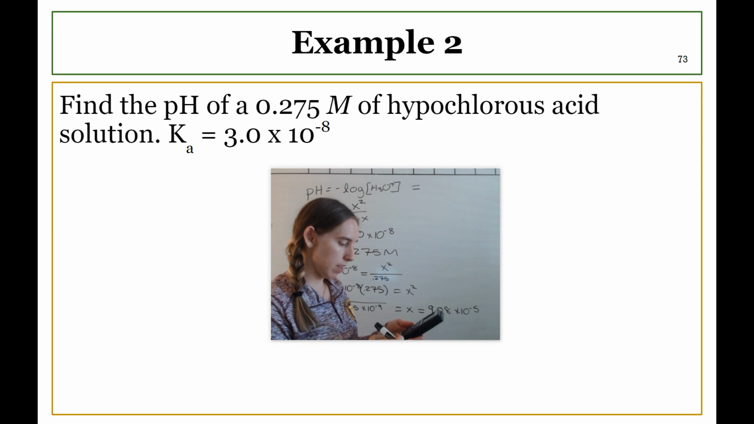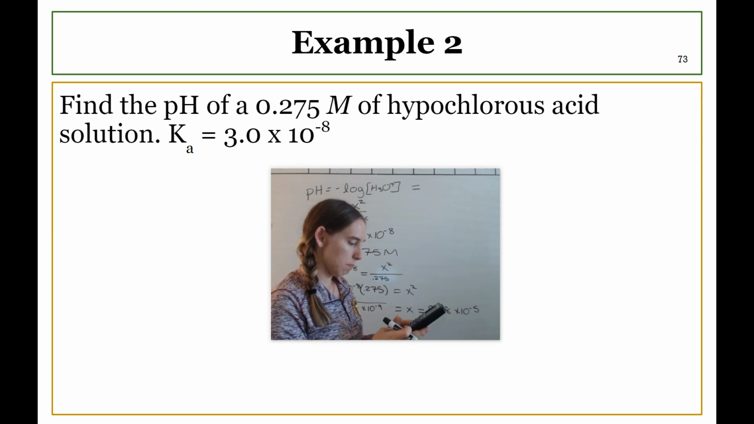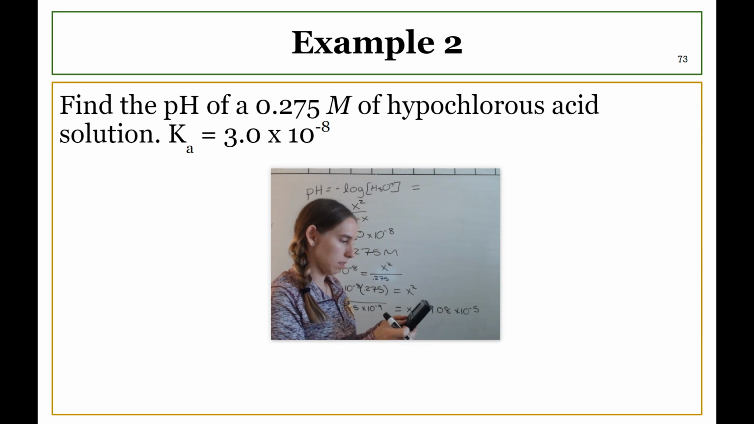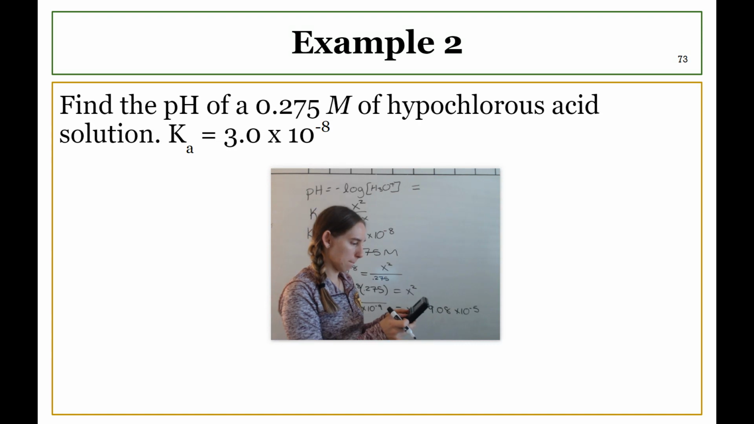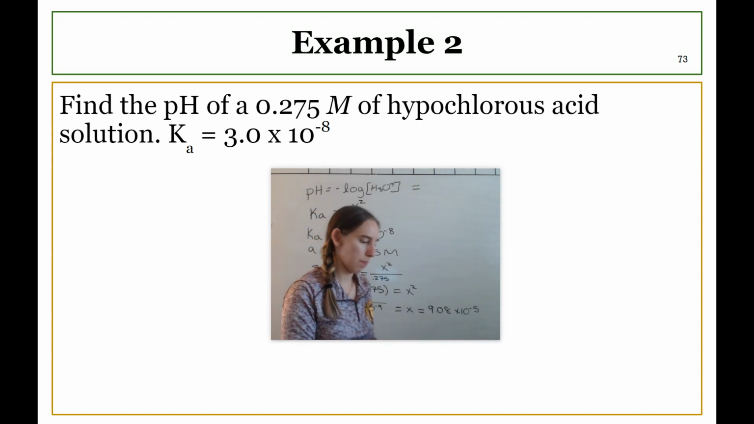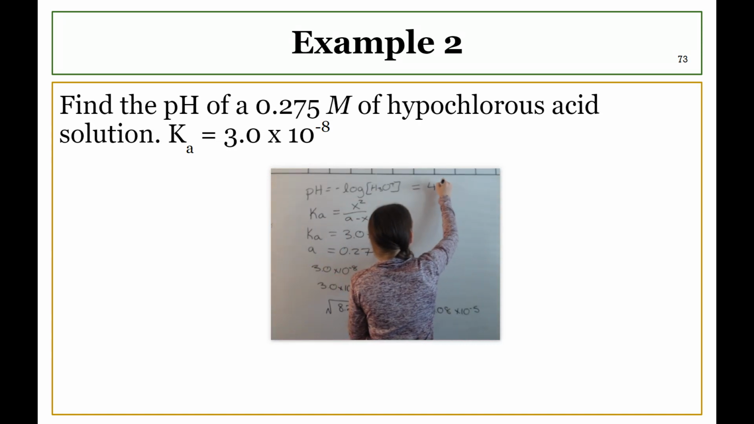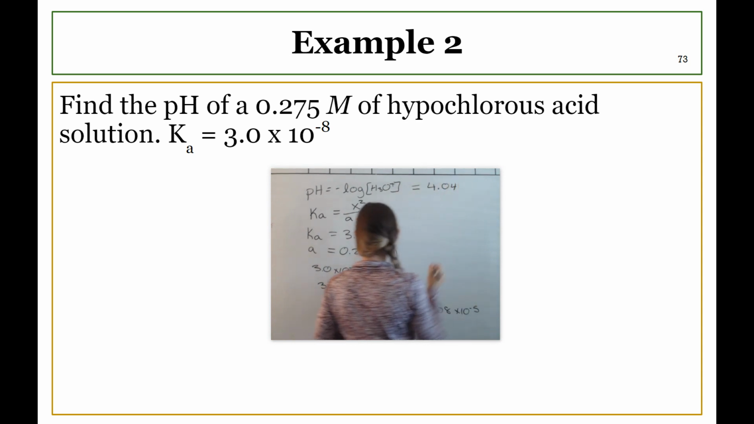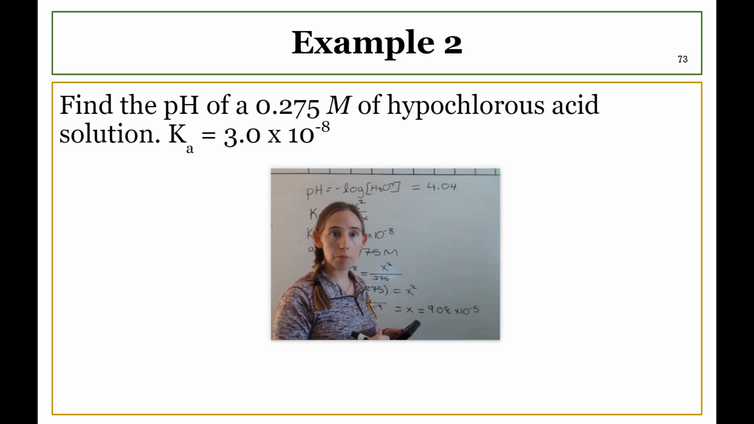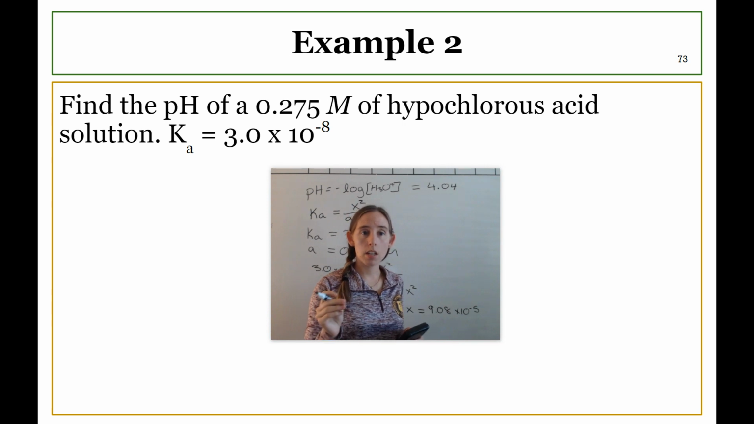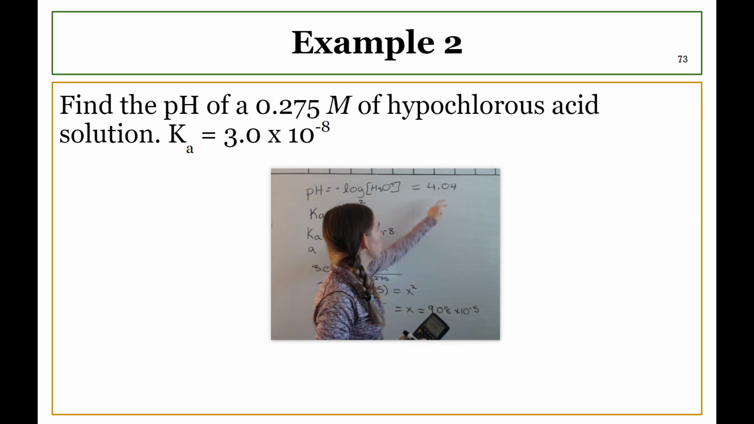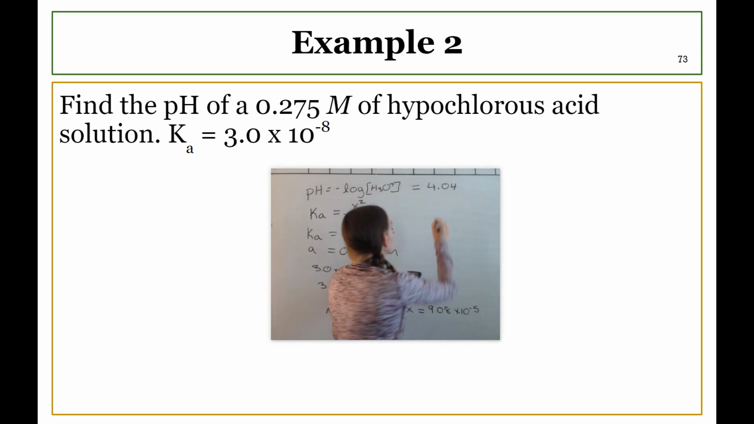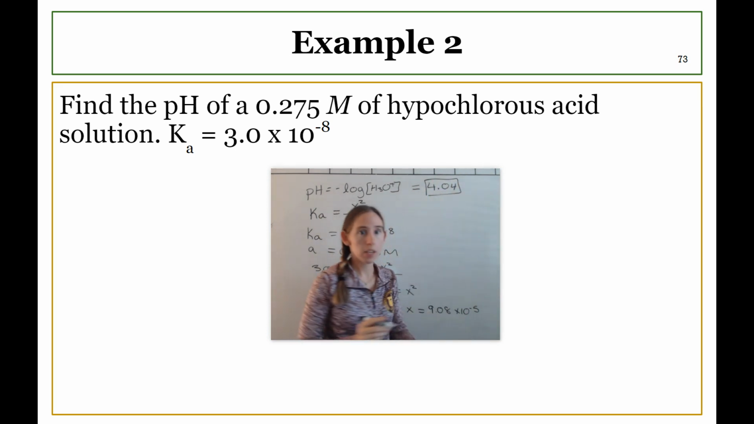So negative log of that value. Oops, there we go. All right, 4.04. We were given 3 significant figures in the concentration, but only 2 significant figures in the Ka. So we want 2 decimals for pH. And we've got that, 4.04. All right.